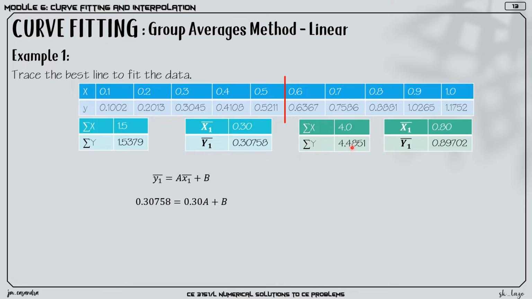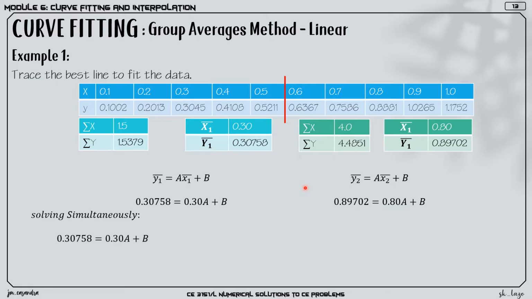And then for the second group, we have now y sub 2 average is equal to a times x sub 2 average plus b, or that is now written as 0.89702 equal to 0.8a plus b. So we have now two unknowns, two equations. So we can solve this by solving it simultaneously through elimination by subtraction.